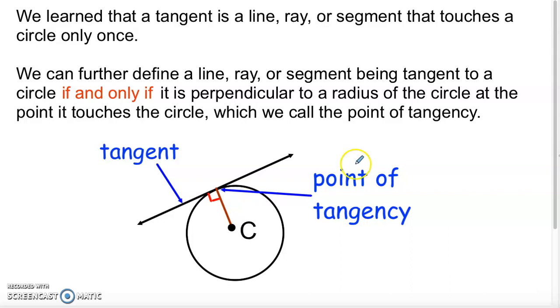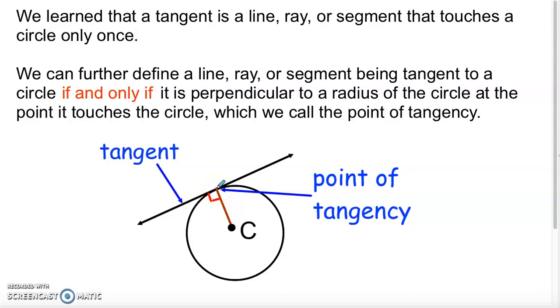perpendicular. So if I have a tangent line here touching circle C at this point, that point of tangency is going to be a right angle every single time. If there's not a right angle being drawn from the center of the circle to the point of tangency, then, I guess let me backtrack. If I'm drawing a segment between the center of the circle and the point of tangency, if that's not a right angle, then we don't have a point of tangency.